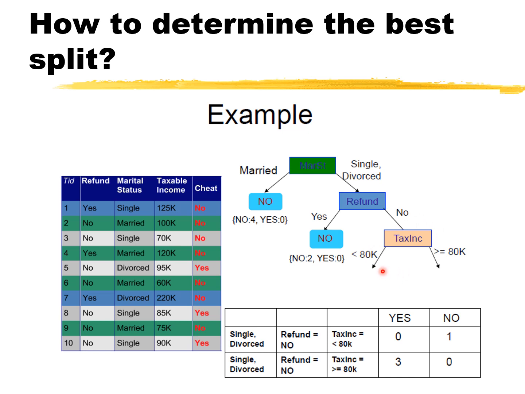Now, taxable income, we discretized the attribute to being less than 80K or more than or equal to 80K. In this case, less than 80K, 0 yes and 1 no, and more than 80K, 3 yes and 0 no. So in this case, it is determined that if it's less than 80K, then it's going to be no. If it's more than 80K, then it's going to be yes.